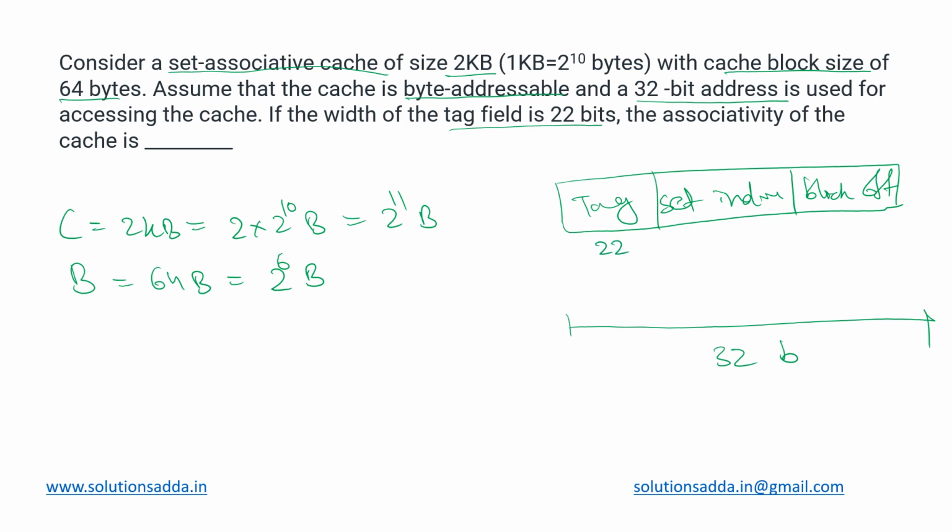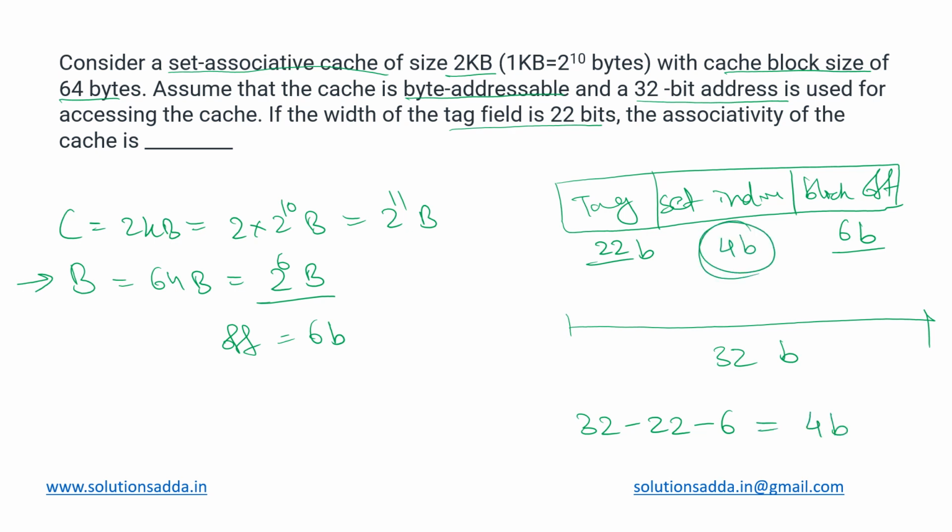And using this block size, we can calculate the block offset because the block size is 2 to the power 6 bytes. Hence, the offset will be 6 bits in length. So this offset is 6 bits. And now from 32, this is 22 and that is 6. So the set index will be taking 32 minus 22 minus 6, which is 4 bits. So we get the set index as 4 bits. And what does that imply? That the number of sets we will be having is 2 to the power 4, or 16.